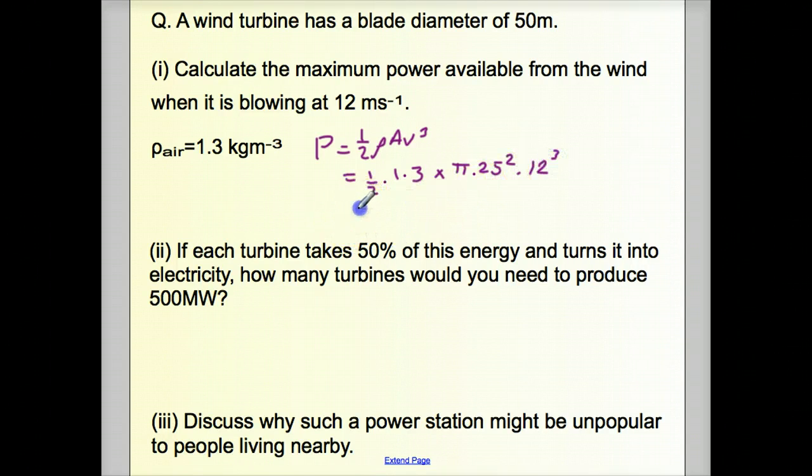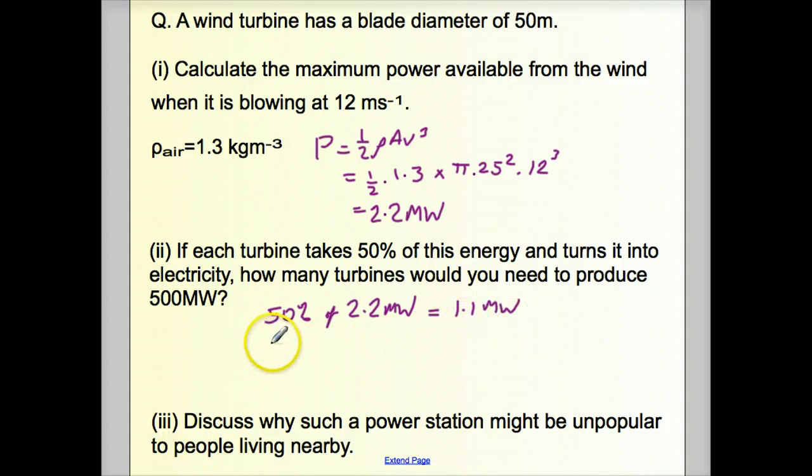So let's see what that gives us. It gives us 2.2 megawatts. And that's the maximum power available. We can't possibly take that much power out of the wind because that represents the whole kinetic energy of the wind. Let's look at part 2. If each turbine takes 50% of this energy and turns it into electricity, how many turbines will we need to produce 500 megawatts? So 50% of 2.2 megawatts is 1.1 megawatts.